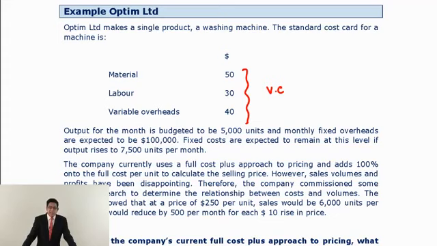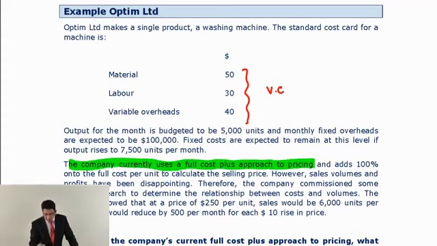The company currently uses a full cost approach to pricing and adds 100% onto the full cost per unit to calculate selling price. So whatever the full cost is plus 100% profit markup, they arrive at the selling price. This is cost plus. However, sales volumes and profits have been disappointing. Therefore, the company commissioned some market research to determine the relationship between costs and volumes.